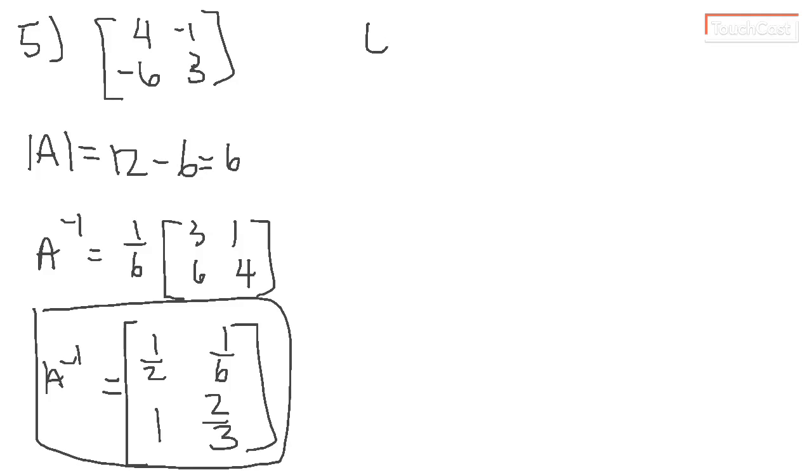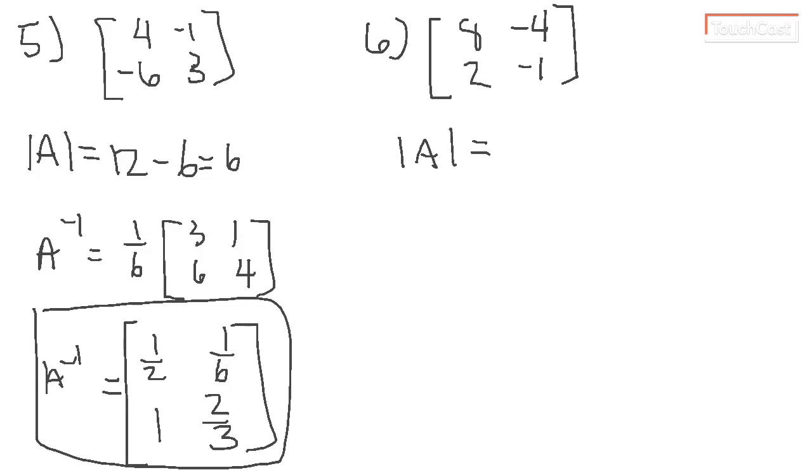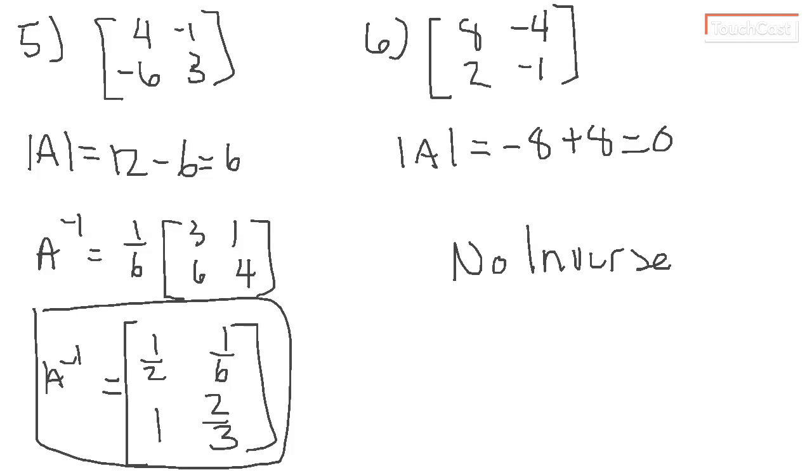Let's look at example 6. So first we're going to find the determinant. We go 8 times negative 1, negative 8, minus 2 times negative 4, so negative 8 plus 8. That's 0. In this case, if the determinant is 0, we have no inverse. So I said we're going to just check out the first 3. Let's do one more. Example 7.